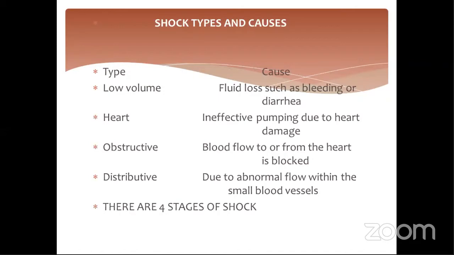So these are the shock types and causes. Hypovolemic shock means low volume, that is fluid loss such as bleeding or diarrhea. Cardiogenic shock is ineffective pumping due to heart damage. Obstructive shock is because blood flow to or from the heart is blocked. Then distributive shock is due to abnormal flow within the small blood vessels, and it includes septic and anaphylactic shock.